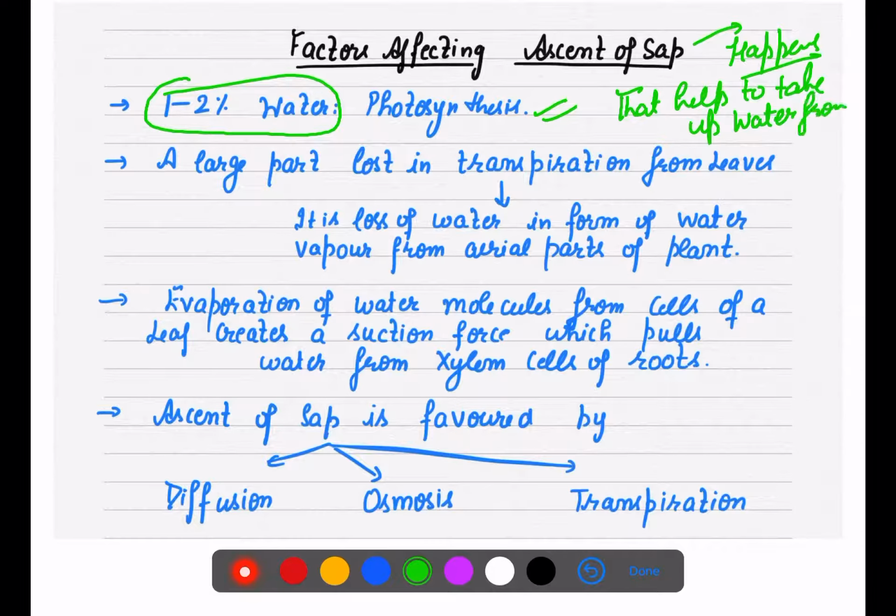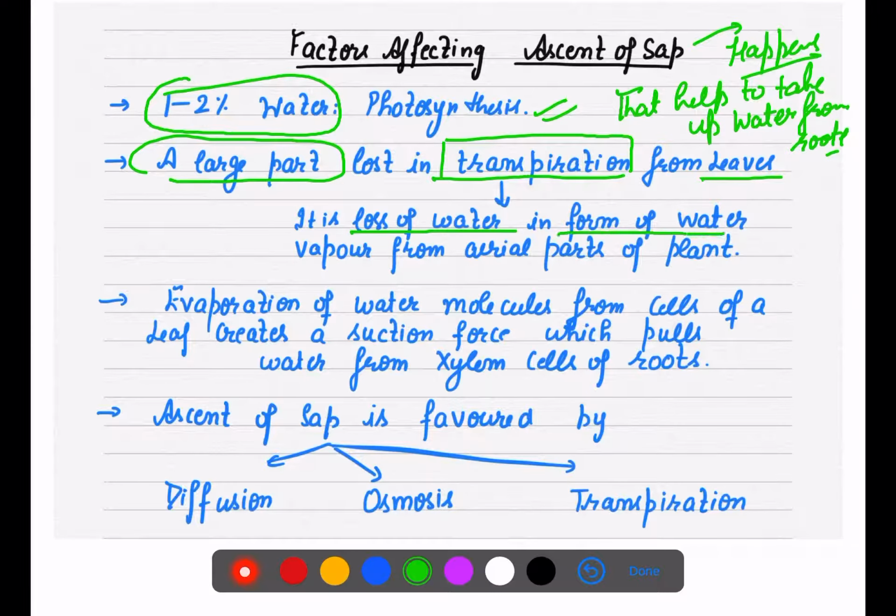So in this way, 1 to 2% of water is used in photosynthesis, and then ascent of sap happens. A large but major part is lost in transpiration. ट्रांसपीरेशन होती कहाँ पे? लीव्स में. ट्रांसपीरेशन क्या है? ट्रांसपीरेशन लॉस ऑफ वाटर इन द फॉर्म ऑफ वाटर वेपर्स. कहाँ से? फ्रॉम द एरियल पार्ट्स ऑफ द प्लांट.